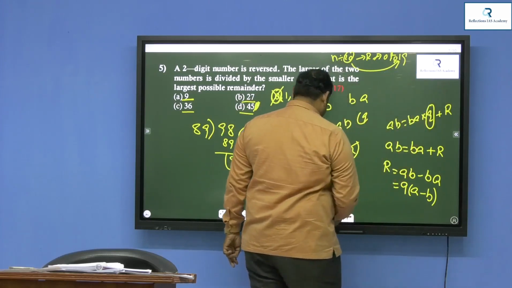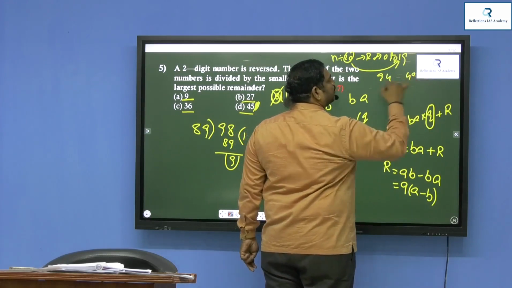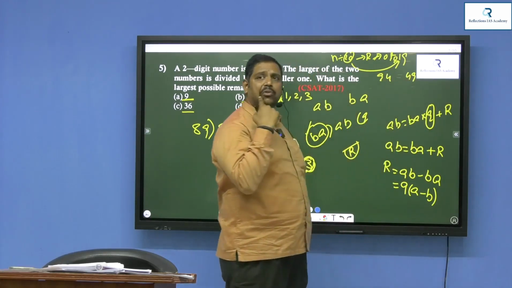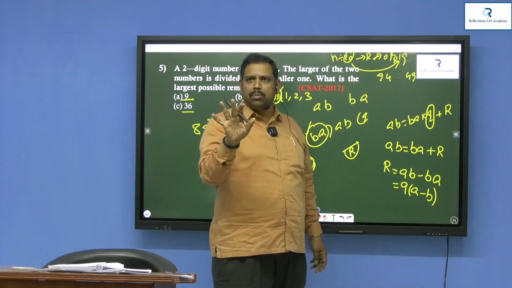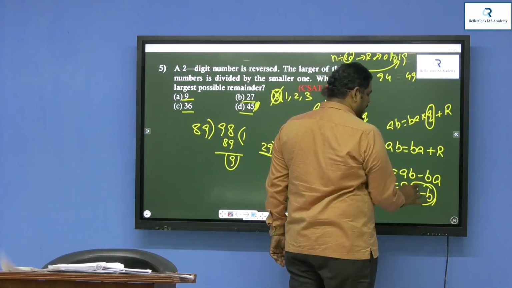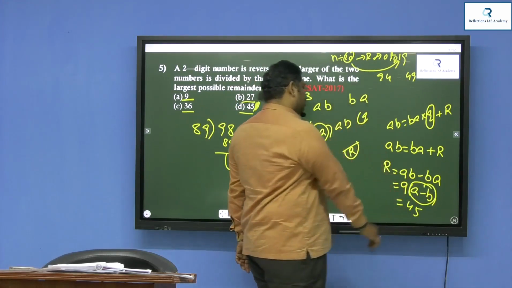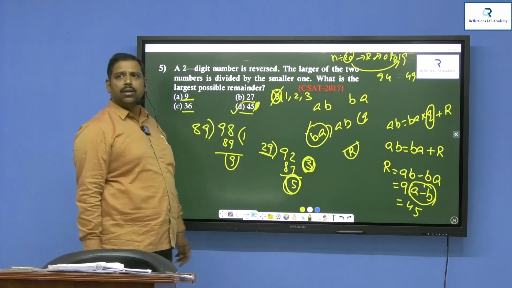Go with 5 times. 5 means 9 4 4 9. One time only, right? One time only means 5 times is possible, right? Okay. So now I got the possibility that A minus B is how much? 5. 9 fives are how much? 45. So what is the greatest possible remainder? 45. D is the answer.